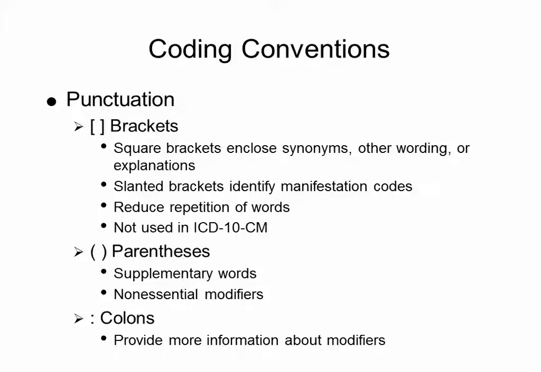Brackets can be either square or slanted. Square brackets enclose synonyms or other ways that you can word things, further explanation to help you decide and make sure that you do have the right code, or you're in the right ballpark at least. And your slanted brackets are found in your alphabetic index, and they identify manifestation codes, and you'll find them right next to a word.